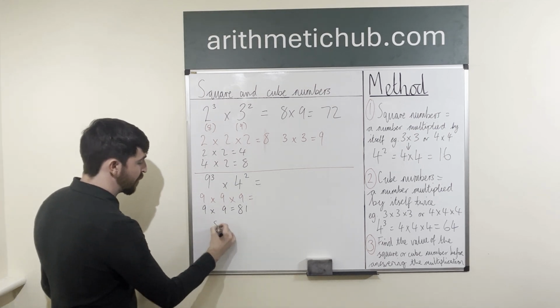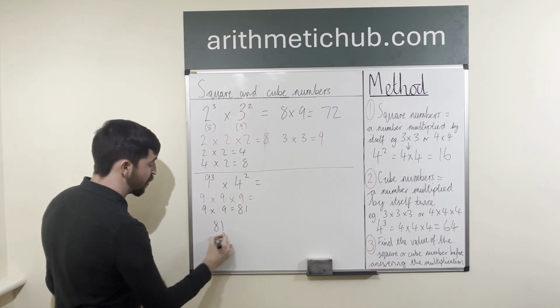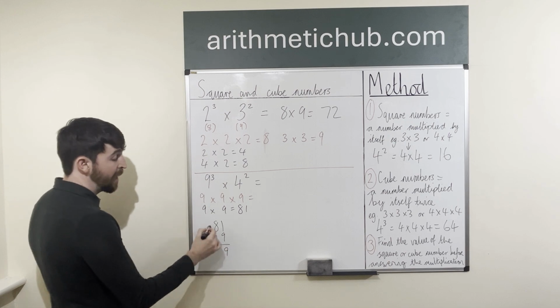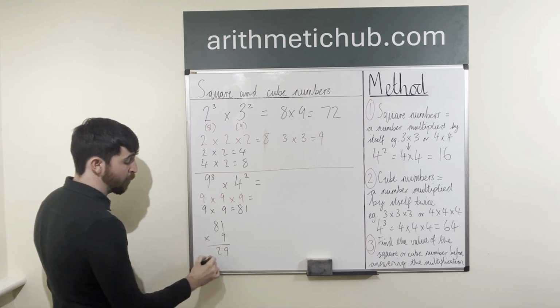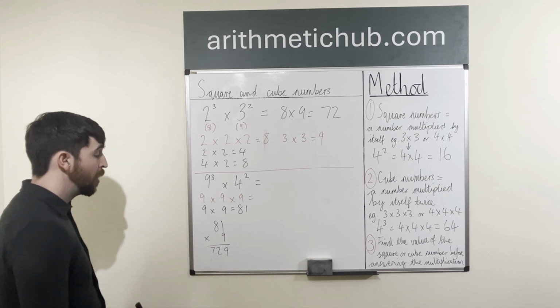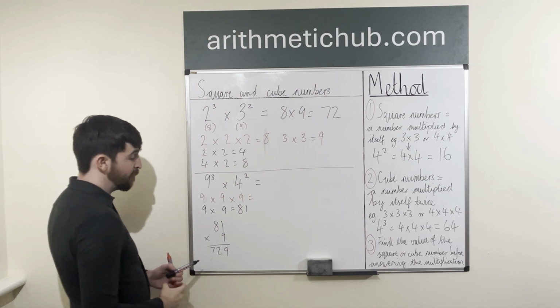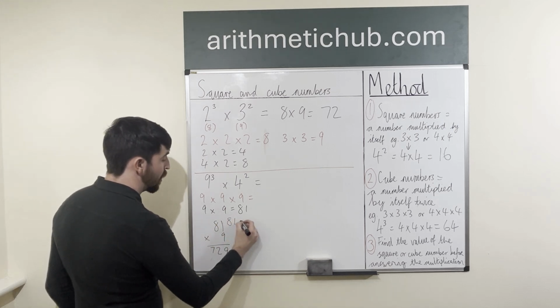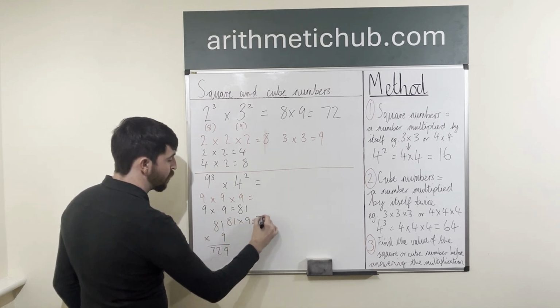So all I'm going to do is set it up in a column multiplication just quickly. 81 times 9. 9 times 1 is 9. 8 times 9 is 72. 2 goes in. I could carry the 7 at the bottom, but I don't need to. So 81 times 9 is going to give me 729. Okay? So 81 times 9 is 729.